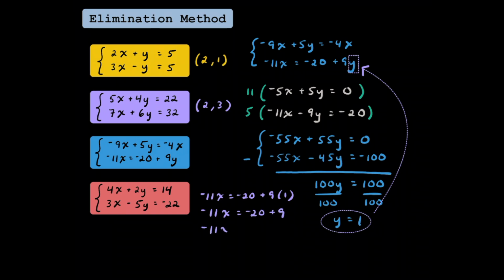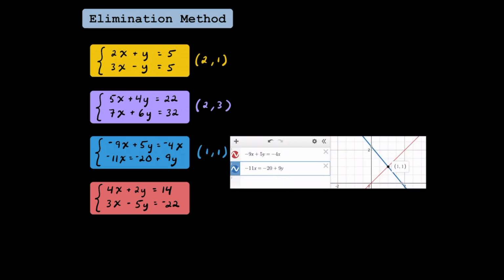Negative 20 plus 9 is just going to be negative 11, and we can divide both sides by negative 11 to find out that x is also equal to 1. After all that work, the answer here is just 1, 1. Here we can see that the graph backs our answer up.